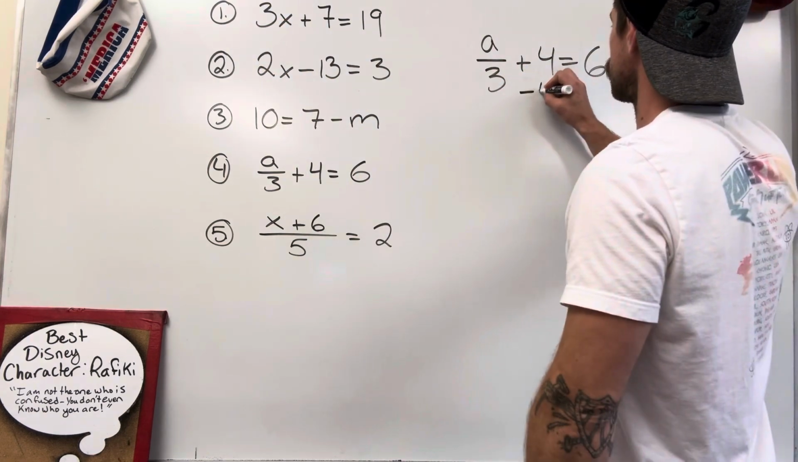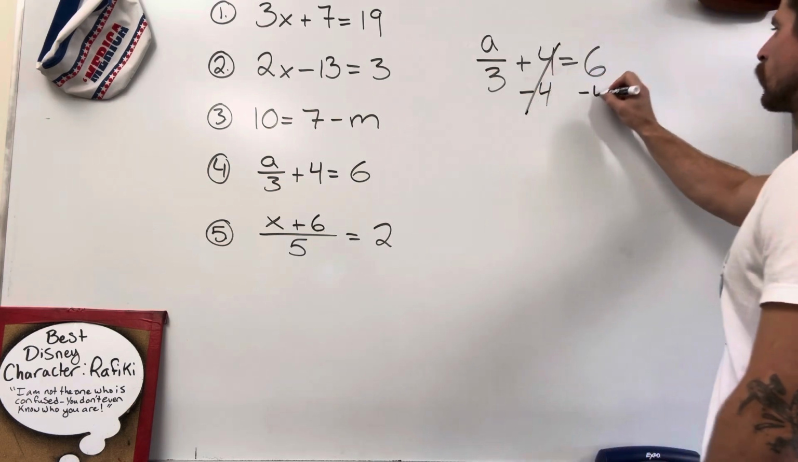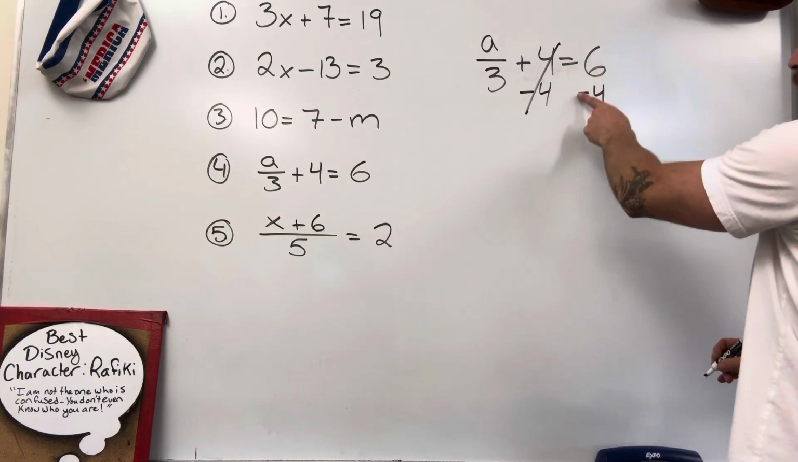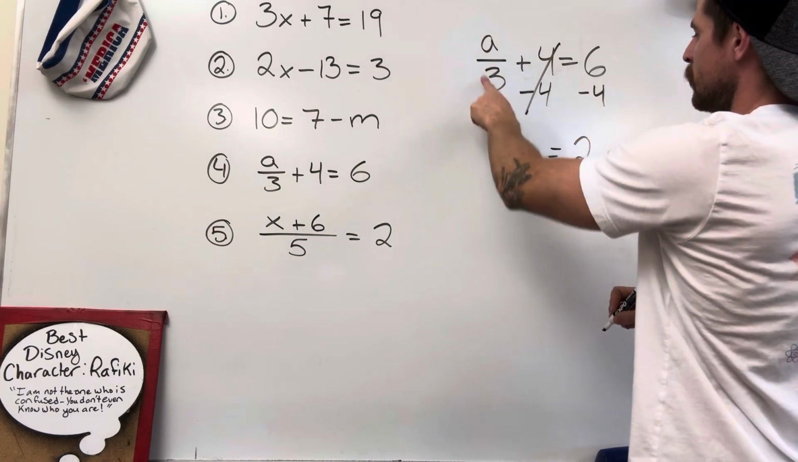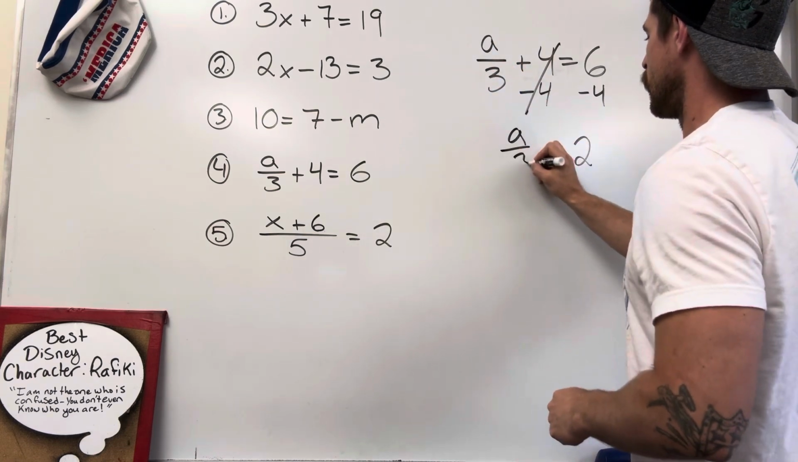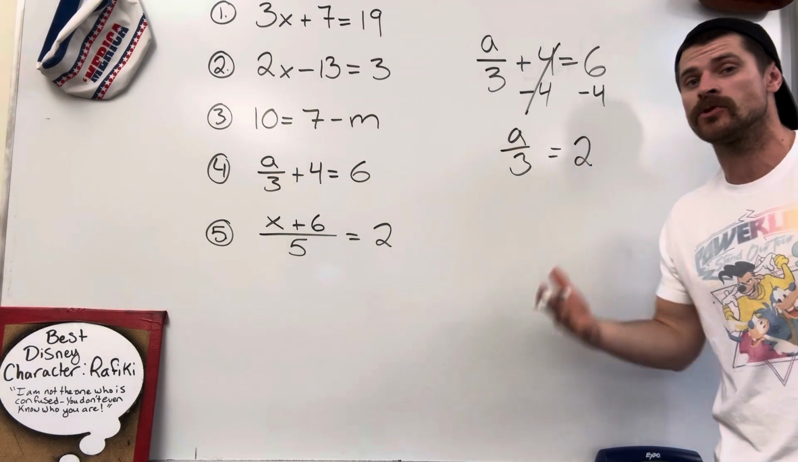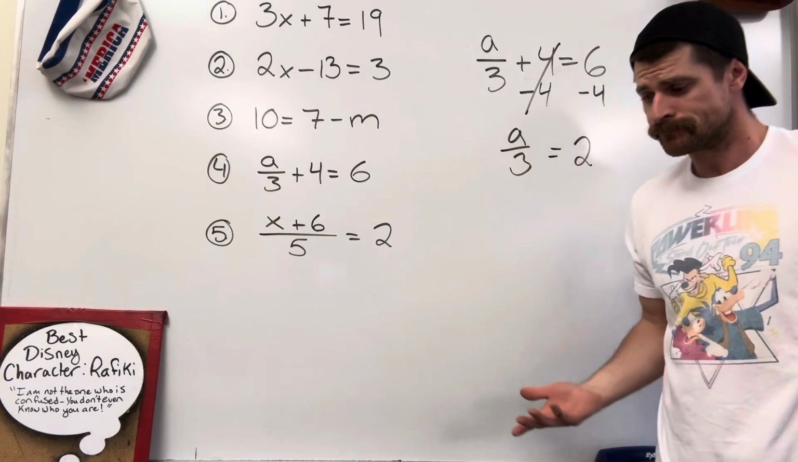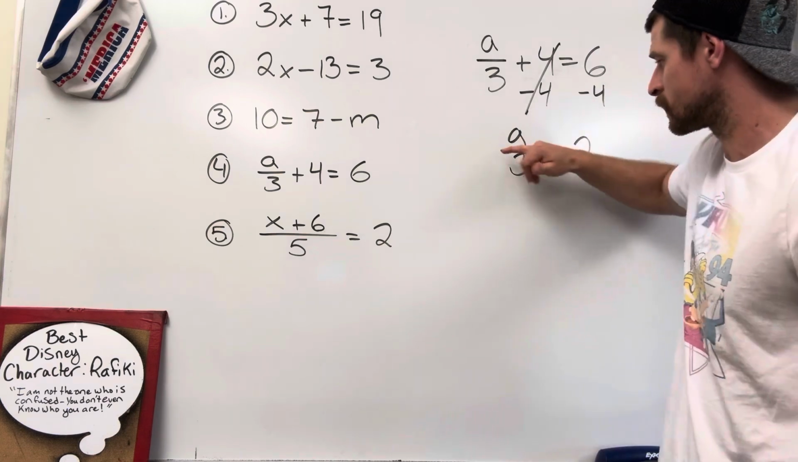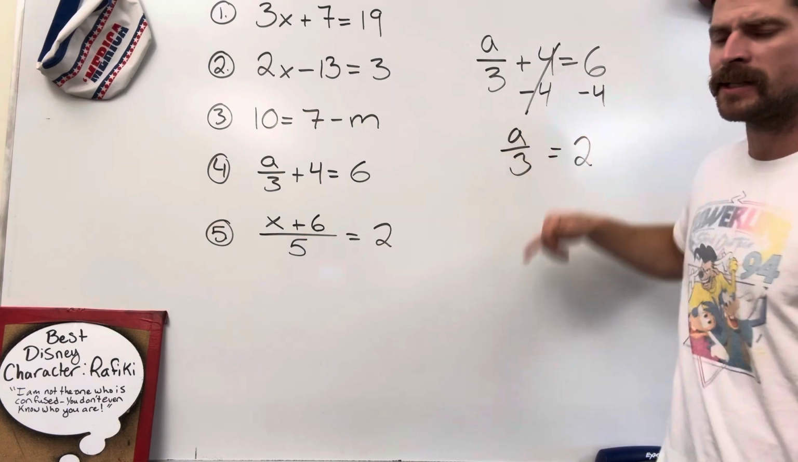We're going to subtract 4, cancels, take 4 away. Good news is 6 minus 4 is pretty easy. That just gives me a 2. And I've got A divided by 3. Remember, I just need to use an inverse operation to eliminate that 3. Ask yourself what this bar means. Oh yeah, that means division.